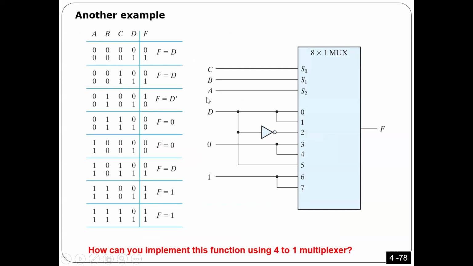Okay. So I give you another example. So here we have 4 inputs. Because it's 4 inputs, I need 3 selectors here. Always the relation using this way is n minus 1. Okay.